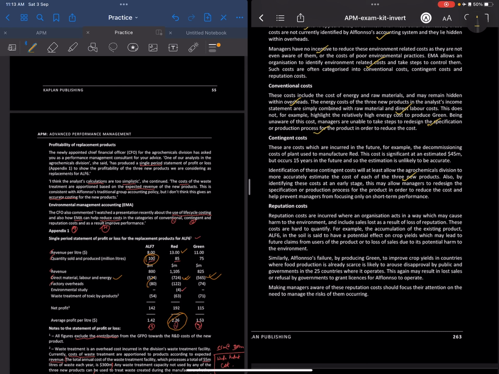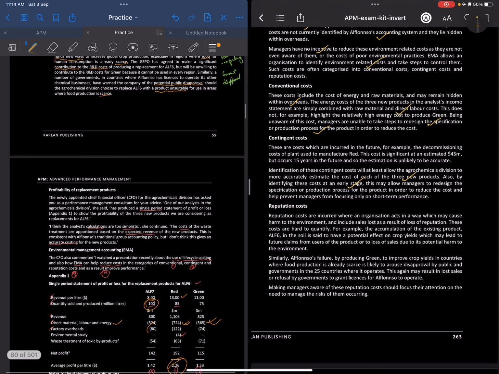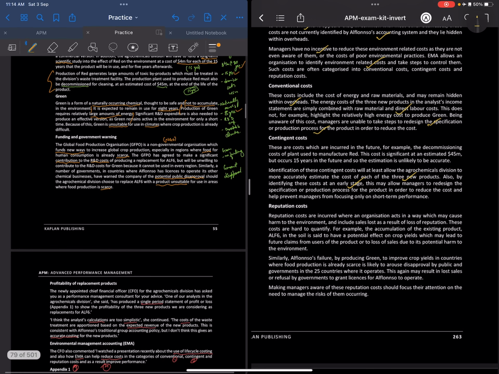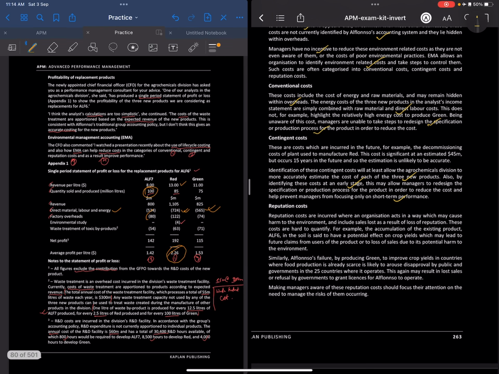So identifying this cost at an early stage will allow managers to redesign the specification and or production process for the product. Redesign the specification, what do we mean by that? In this circumstance, if we were to somehow make the product less toxic, we would not need to clean the production plant after the product has been decommissioned, okay? If we can do that, or if we can adjust some of the production processes to make it greener, that would reduce cost and prevent managers from focusing only on the short term, okay? Without contingent cost, it would look very short term. Basically, if it was without the life cycle costing, what would have happened?